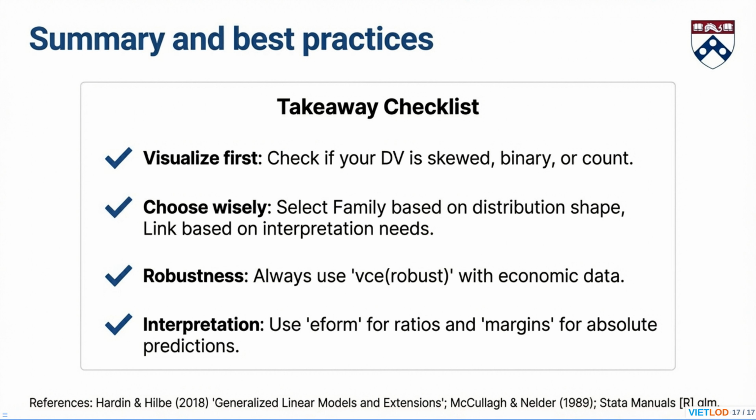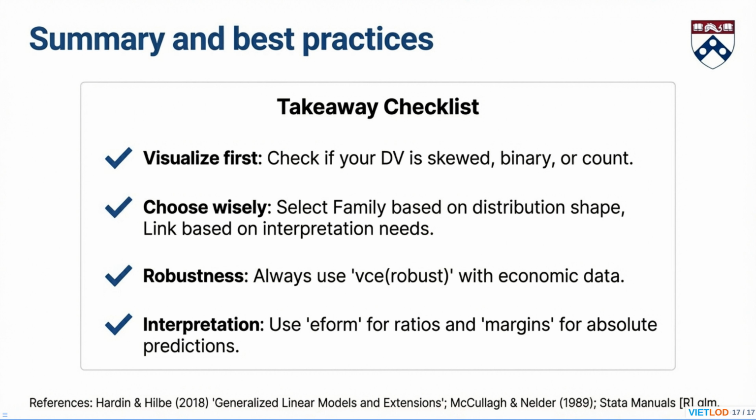To summarize our discussion on generalized linear models, here are 4 key best practices. First, always visualize your data first. A simple histogram of your dependent variable is the most important initial step to check for skewness or other features that would make OLS inappropriate. Second, choose wisely. Select the family based on the distribution's shape and the link based on both theoretical grounds and your interpretation needs. Remember that the log link is often preferred in economics for its percentage change interpretation.